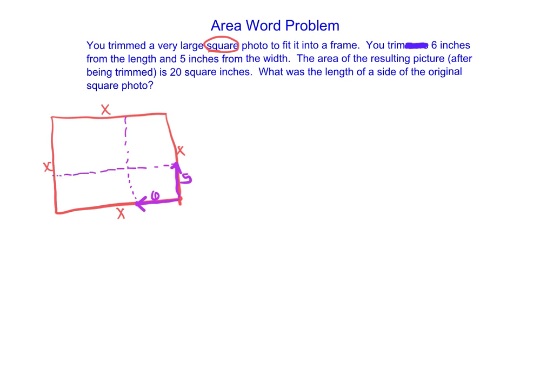Okay, it says the area of the resulting photo after being trimmed is 20 inches. So it's saying this area right here of what is left is 20 inches squared.